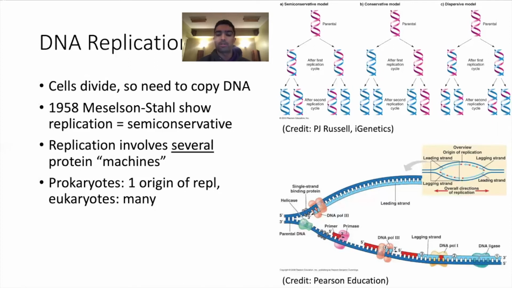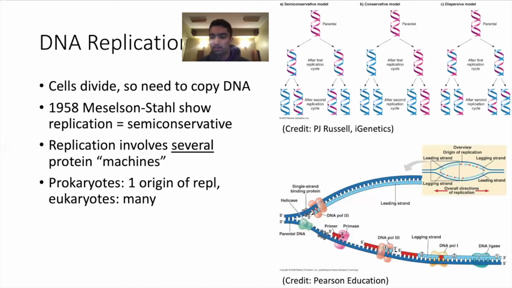And those primers are required for DNA polymerase to bind to and then create more DNA going from there. That's just how DNA polymerase works. It needs to bind to some RNA primer and replicate the DNA from there.